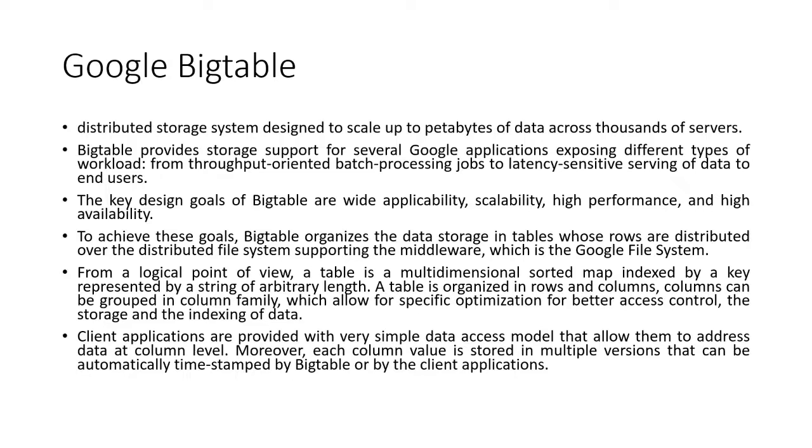A table is organized into rows and columns. Columns can be grouped in column families, which allows for specific optimization for better access control, and for the storage and the indexing of the data. Client applications are provided with a very simple data access model that allows them to address data at column level. Moreover, each column value is stored in multiple versions that can be automatically timestamped by Bigtable or by the client applications.